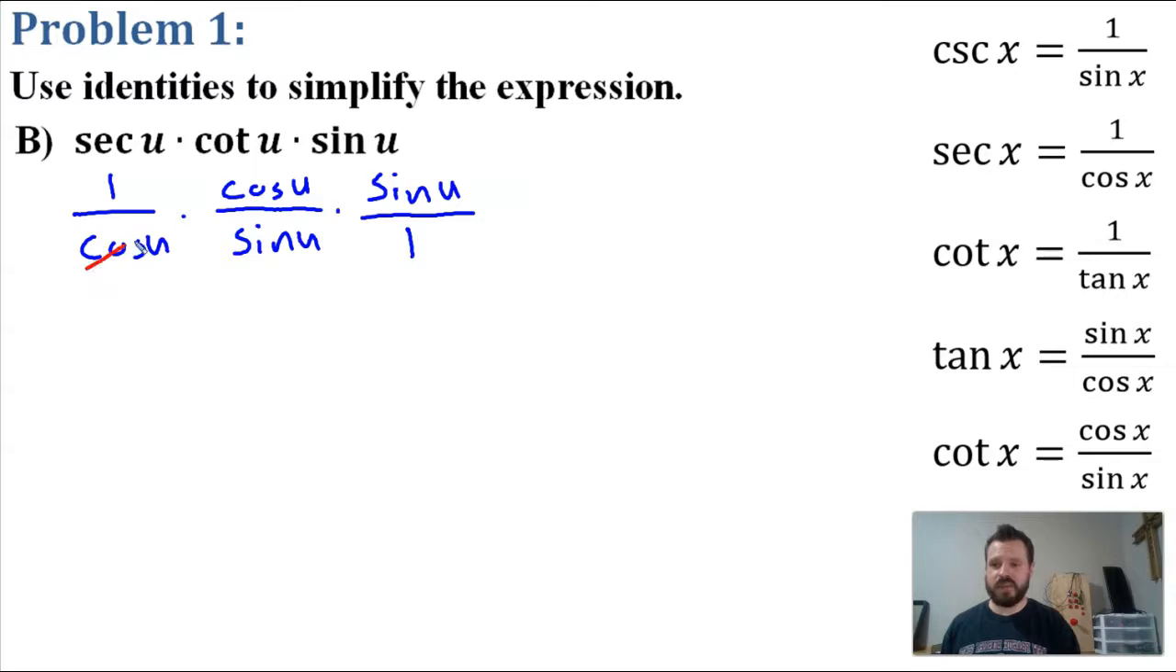Okay, so with this one, I've got a cosine on top and bottom that cancel. I've got a sine on top and bottom that cancel. Whenever everything cancels through division, we're left with just a 1. Meaning that this trig expression here is just a fancy way of writing 1. No matter what my angle is, I'll get a 1 when it's all said and done.